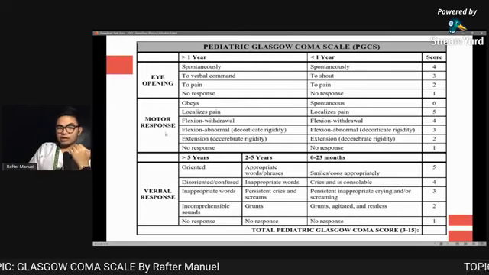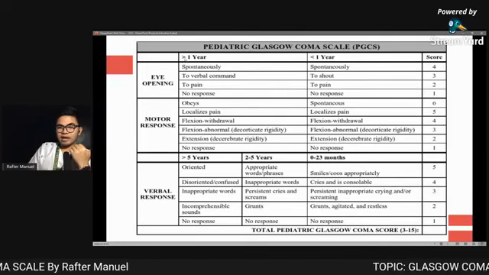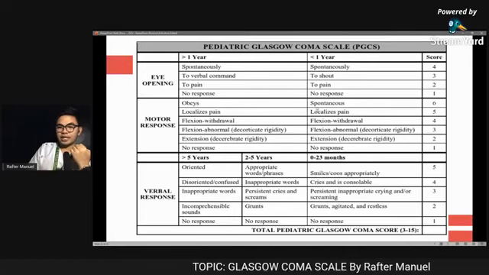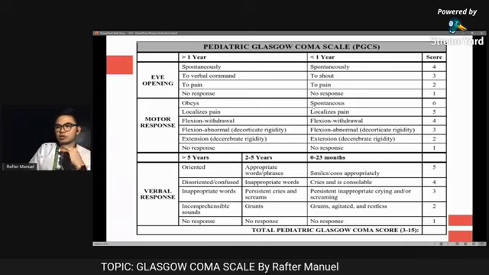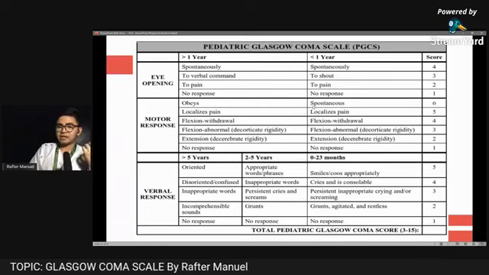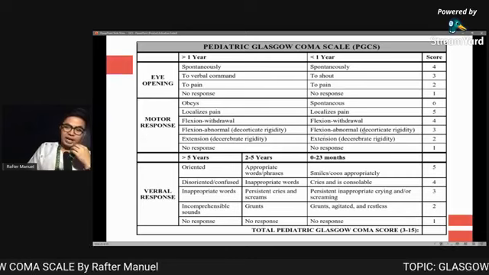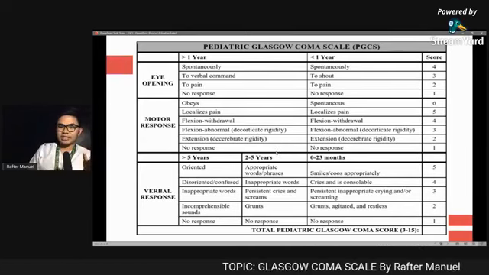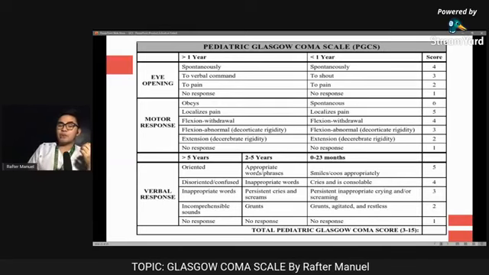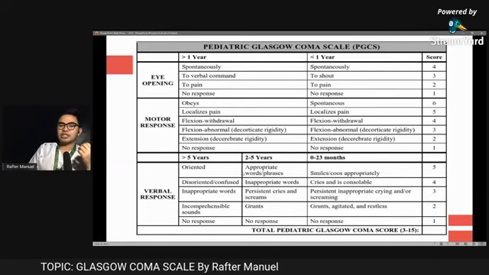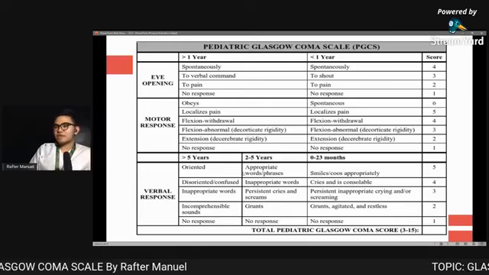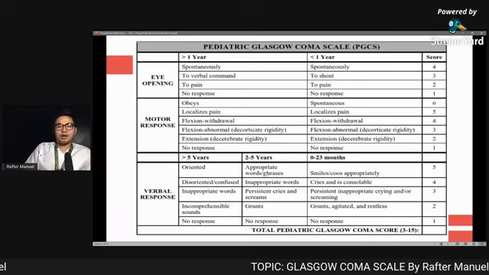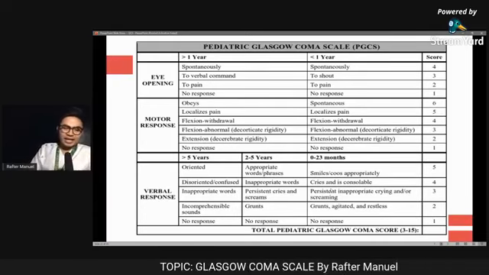Okay, in the motor response, higher than 1 year old, they would obey. However, in patients who are 12 months or younger, they would be spontaneous. Ganyan lang po, nagkaiba-iba lang po sila with their age bracket. Kaya nga po, ang tawag dito is modified PGCS. Kung merong modified general community quarantine, we also have here modified pediatric Glasgow Coma Scale.